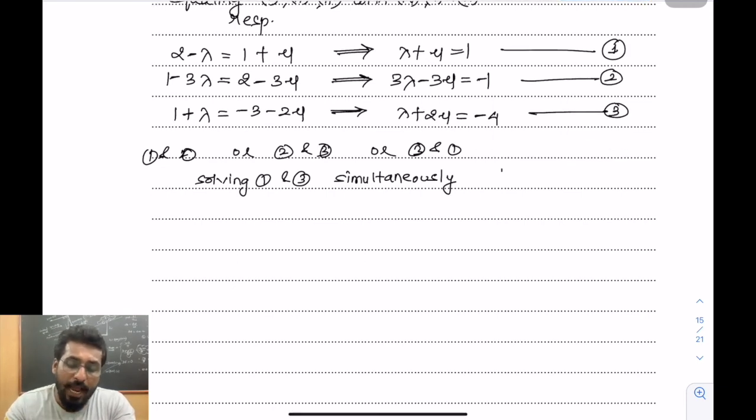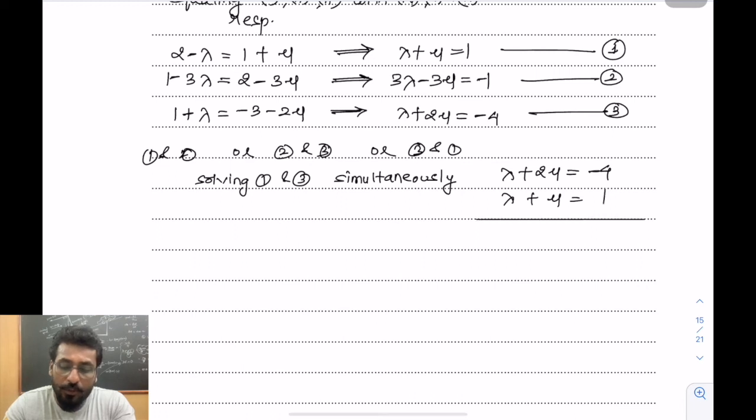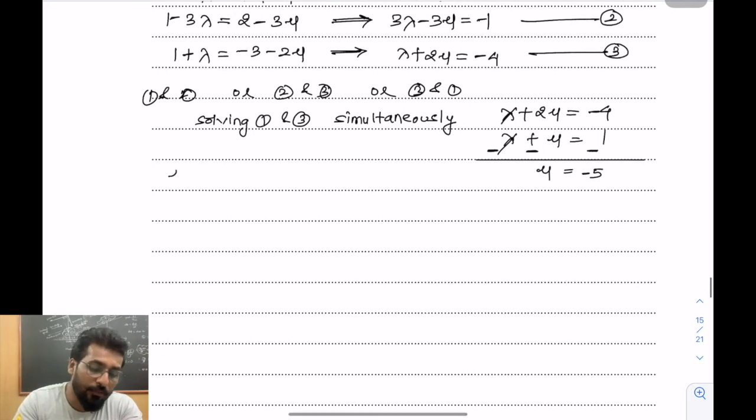So I have lambda plus 2 mu equal to minus 4, and lambda plus mu equal to 1. You are going to subtract, so change the signs of all the terms: minus, minus and minus. So lambda and lambda cancel, 2 mu minus mu is going to be mu, minus 4 minus 1 is going to be minus 5. So I've got a value of mu as minus 5.